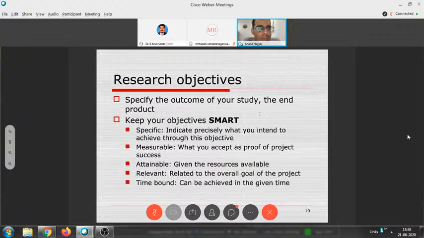Always keep your objectives SMART. Nobody is going to tell you this. First of all, indicate what you intend to achieve. Okay, sir, I will create a secure and efficient routing protocol. What do you expect as proof of project success? Okay, sir, I will test my project, I will bring a research grant, I will bring this and that. What resources are available? Okay, sir, I will do a literature review and white paper based analysis. How is it related to your overall goal?